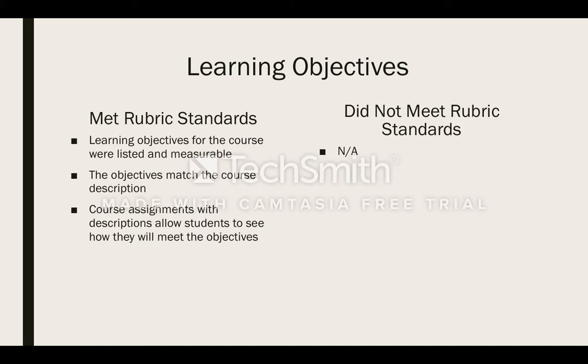The next category, as I had said, was learning objectives and how my course met the rubric standards. The learning objectives for the course were listed and measurable. The objectives matched the course description, and the course assignments with descriptions allow students to see how they will meet the objectives. I didn't really see any ways that it didn't meet the rubric standards.